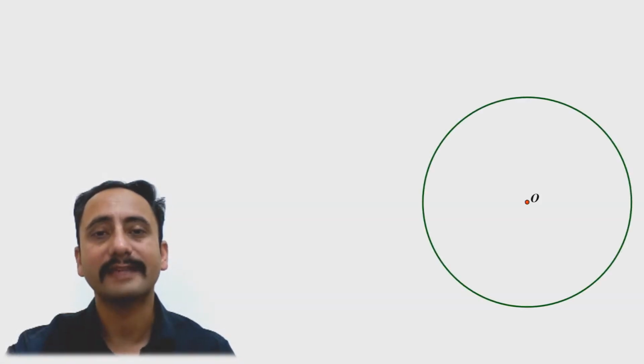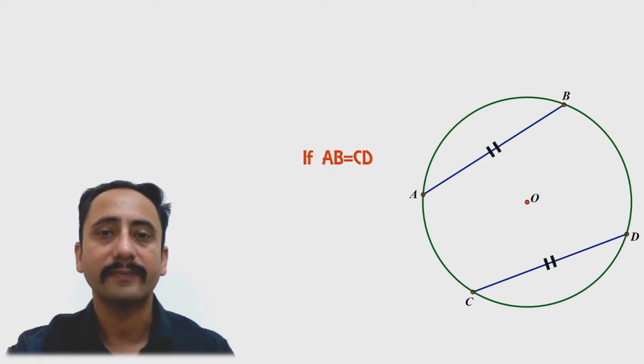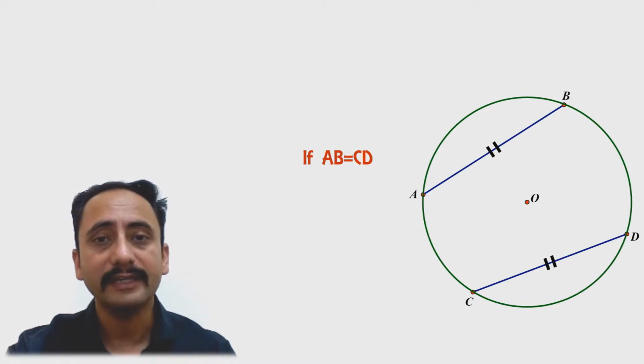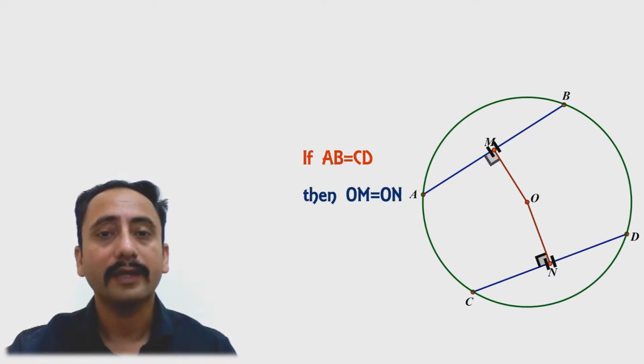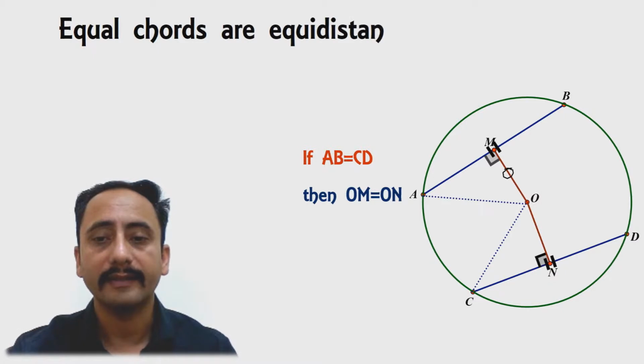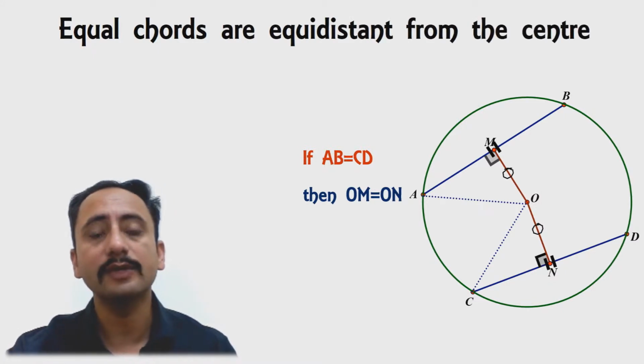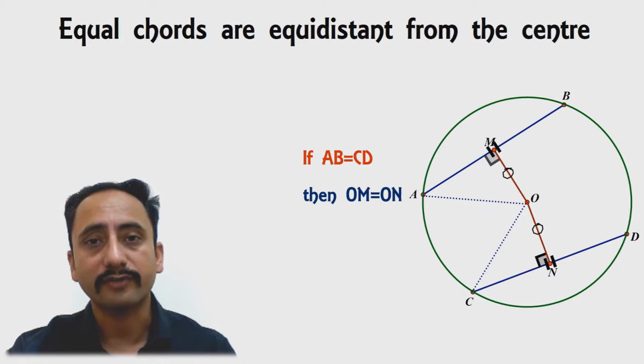Let us consider we have a circle with center O, in which AB and CD are two equal chords. If these two chords are equal, then they have to be equidistant from the center. Means if OM and ON are perpendiculars from the center to these chords, then these perpendiculars have to be equal in length. The theorem states that equal chords are equidistant from the center.